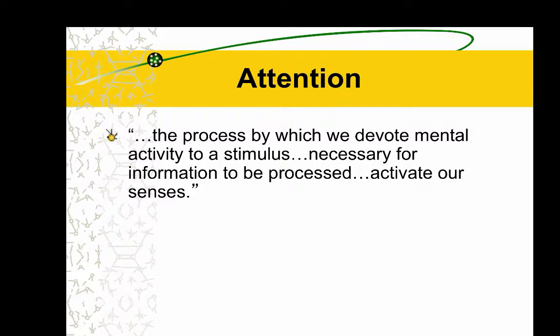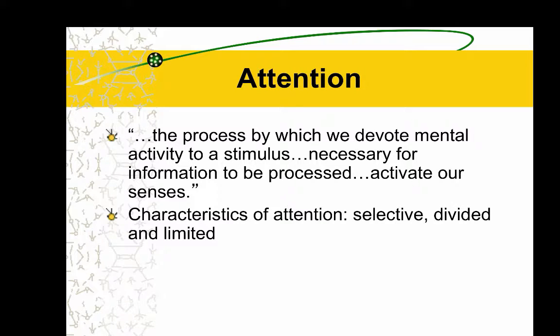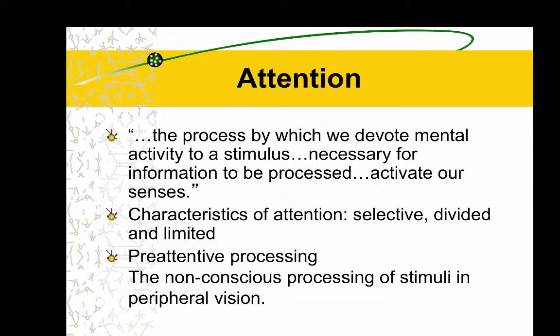Attention occurs when the stimulus makes a conscious impression on the consumer, or the consumer allocates processing capacity to it. The key aspect of attention is that it is selective, divided, and limited. Because it is limited, consumers may be distracted by other stimuli. Moreover, even though it is limited, consumers have some capacity to process information at a pre-attentive level.